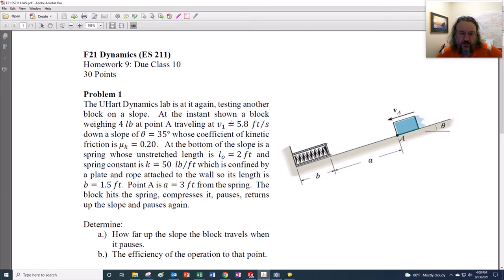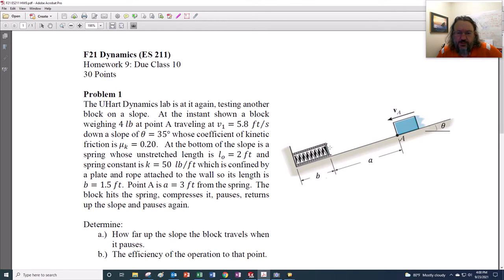it weighs 4 pounds, and at state 1 it is running down there at 5.8 feet per second. That seems very specific. At 35 degrees is the angle, and the kinetic coefficient of friction is 0.2.